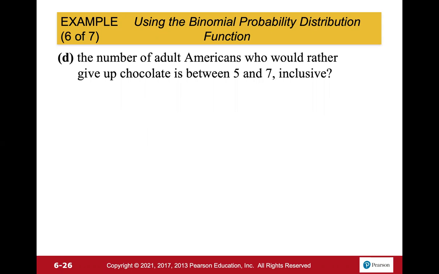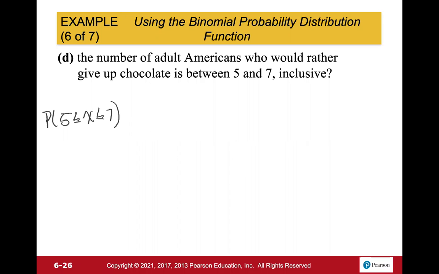And lastly, part D, the number of adult Americans who would rather give up chocolate is between 5 and 7. So now let's take a look at these values. So we're looking at the probability of 5 less than or equal to X less than or equal to 7. And let's just make sure we read that correctly. The number of adult Americans who would rather give up chocolate is between 5 and 7 inclusive. So inclusive means that we would have that equality there too.